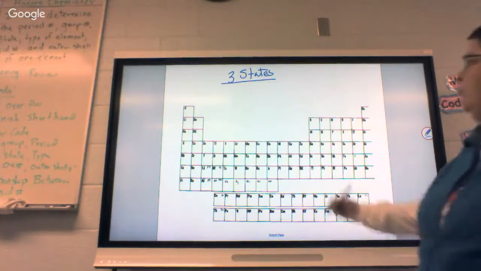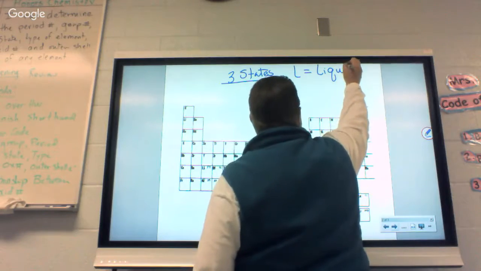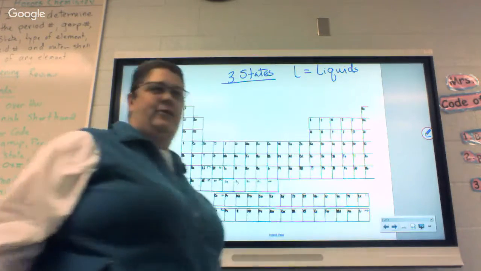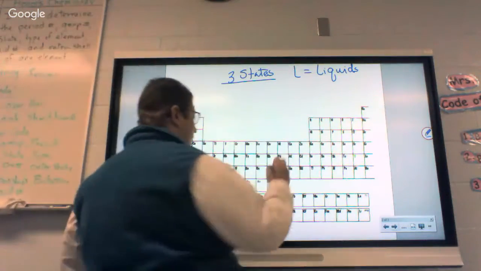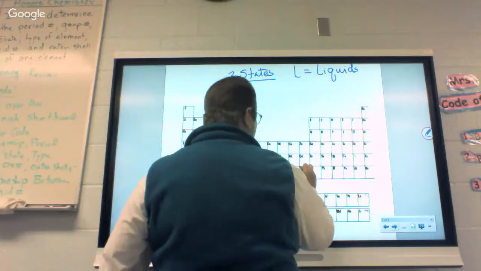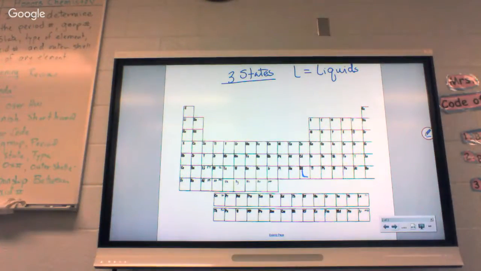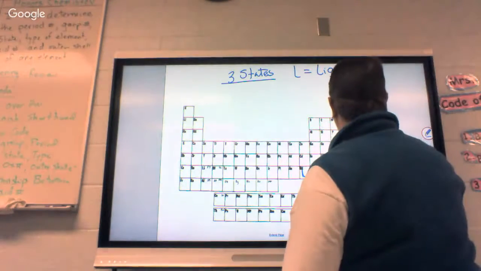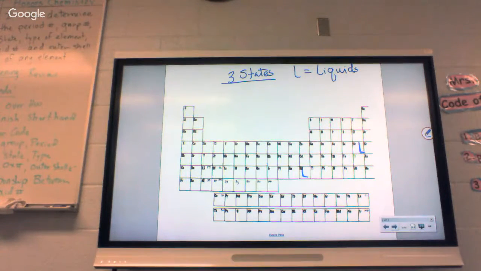Okay, so we're going to put an L in the two boxes that are liquid. Any ideas as to which ones are liquids? There's only two. Mercury is the one everybody always gets. The other one is a halogen. Iodine? Iodine is a solid. Bromine is the other one. Bromine and mercury are the only two liquids on the periodic table. So put L's in those.